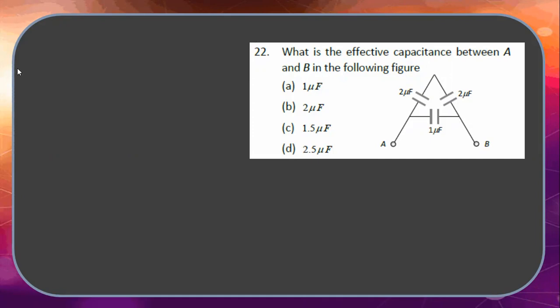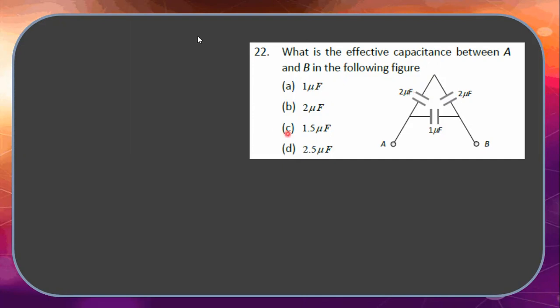Okay, thank you. I'm going to restart the session. What is the effective capacitance between A and B in the following circuit? First, the two 2 microfarad capacitors, they are in series.